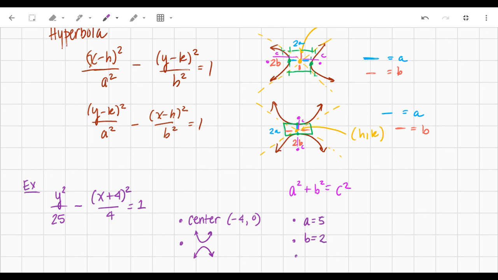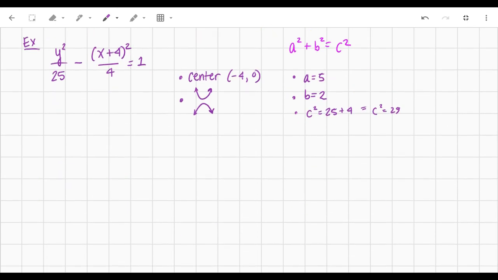And then c squared will equal a squared plus b squared. They're not going to ask for c in the graph, but c squared is 29. We don't really need that. I don't think they're going to ask you to graph the foci here. Let me double check. It doesn't look like it. All right. So what we do then, get your graph going.